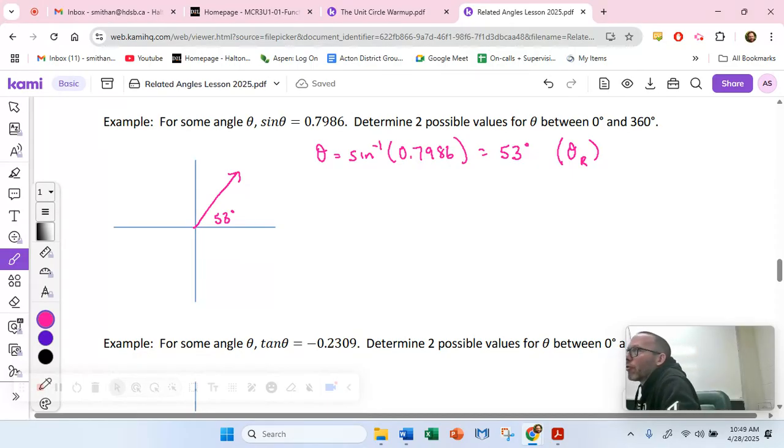Now you should be able to determine the second angle because you know the CAST rule and you know all about related angles. There is another angle between 0 and 360 where sine is positive as well and has the exact same decimal. I'm going to let you think for a second. Maybe I'll toss in a little hint here. I'll toss in my CAST rule. I wonder where that second angle will be if the sine ratio for this angle is positive.